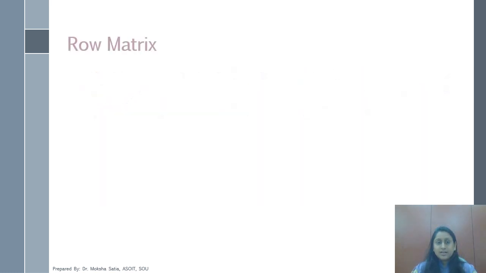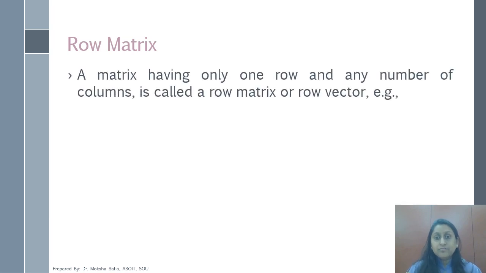So now let's start with the types of matrices. The first and the basic one is a row matrix. A matrix having only one row and any number of columns is called a row matrix. Here we have a restricted number of rows, that is we can only have one row, but we don't have any restriction on the number of columns, so we can have any number of columns.